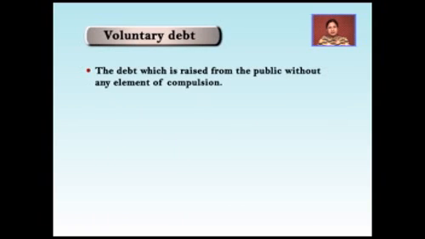The next type of debt is voluntary debt and compulsory debt. Voluntary debts are those debts which are raised from the public without any element of compulsion or coercion. These are the debts in which the people give money to the government willingly on their own, without any suppression or force from the side of the government. On the other side, we have compulsory debts.